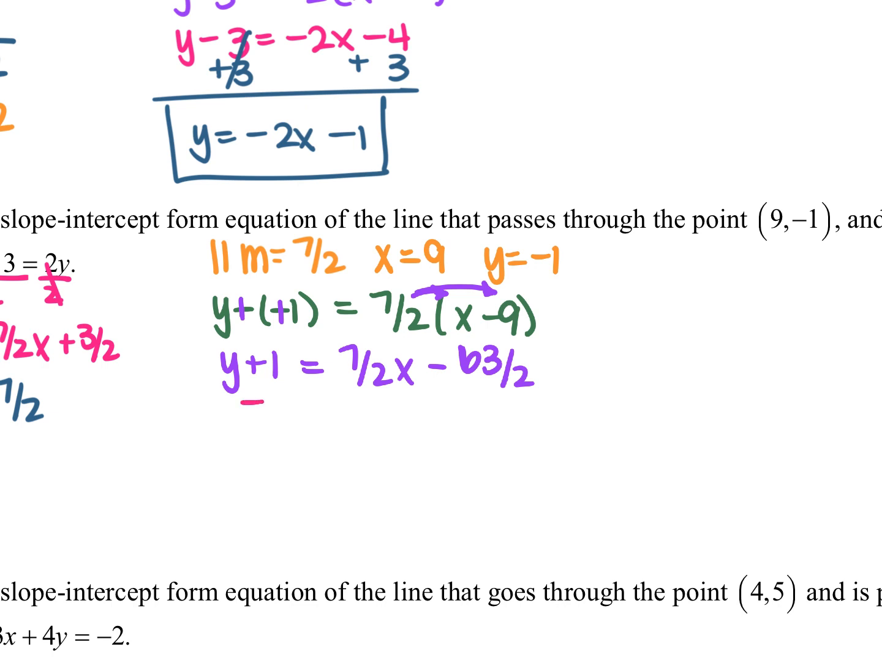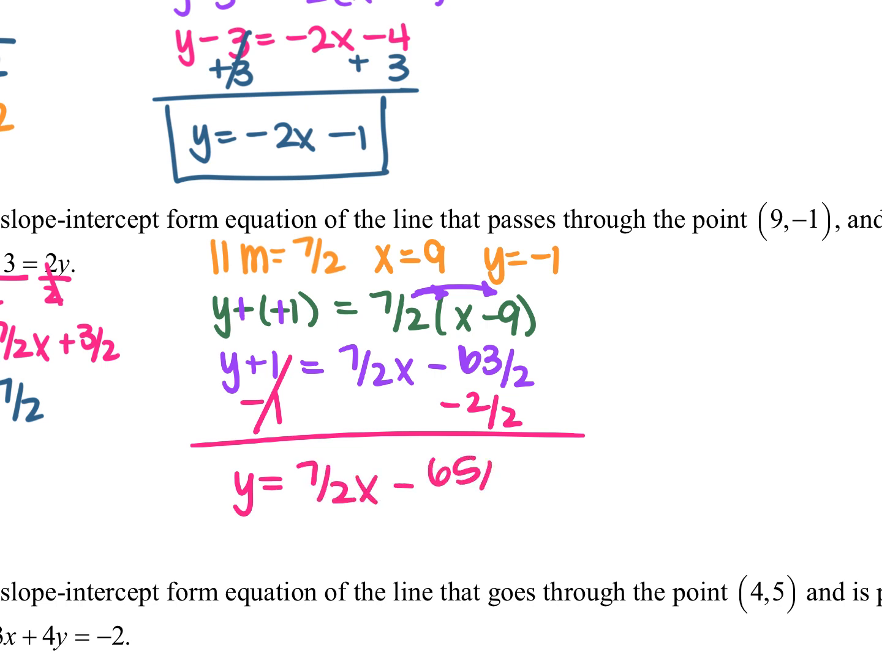From here, we're moving the 1 over by subtracting it from both sides. Remember, to add or subtract fractions, you need like denominators, so that 1's going to turn into 2 over 2. So you have y is equal to 7/2 x minus 65 over 2.